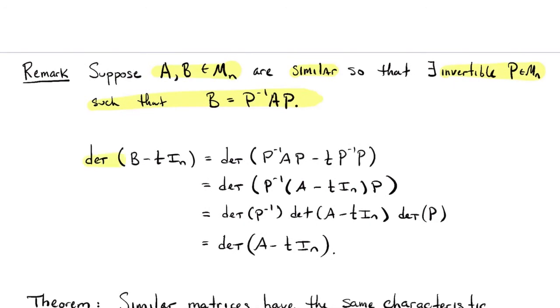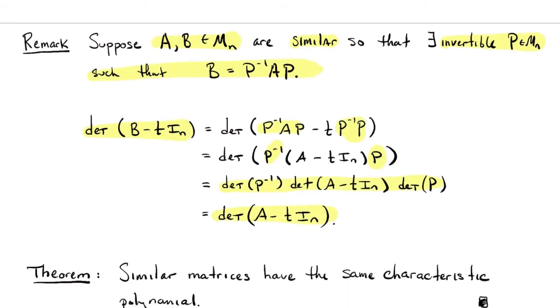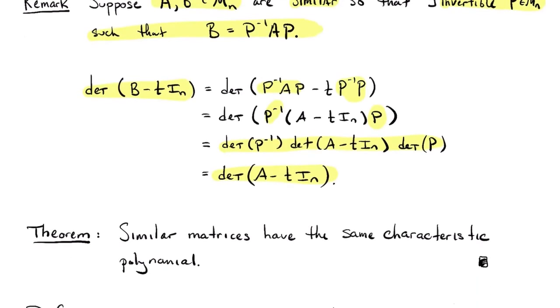If we took the characteristic polynomial of B, it's that thing, and then I'm just replacing B with P inverse AP. The identity matrix is certainly P inverse times P, and then I'm factoring a P inverse out on the left and a P on the right. A property of determinants says, well, I get the same thing as just the determinant of A minus t I n. I mean, it's the characteristic polynomial of A. Okay, so remember that, so that's this theorem. Similar matrices have the same characteristic polynomial.